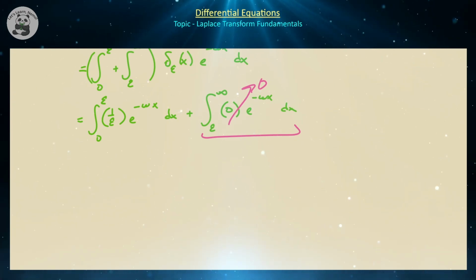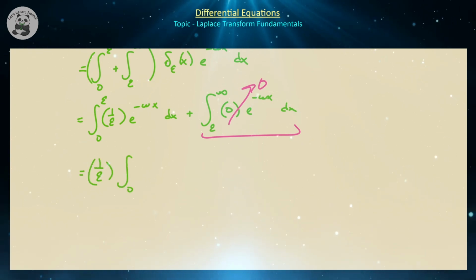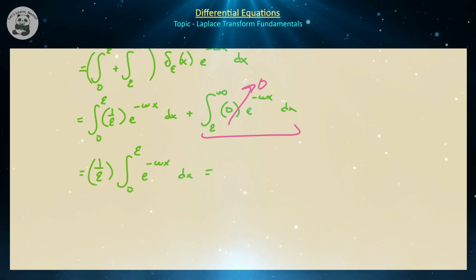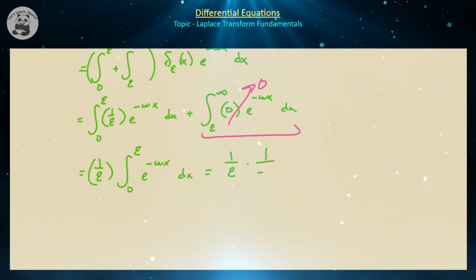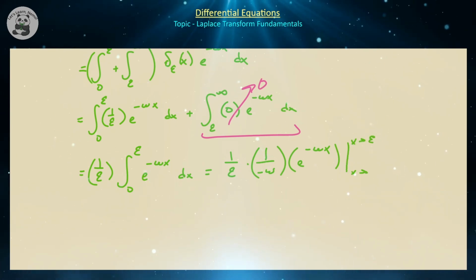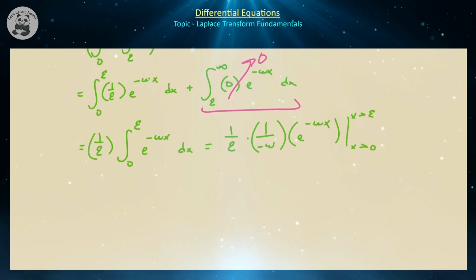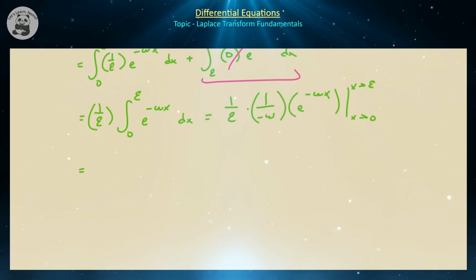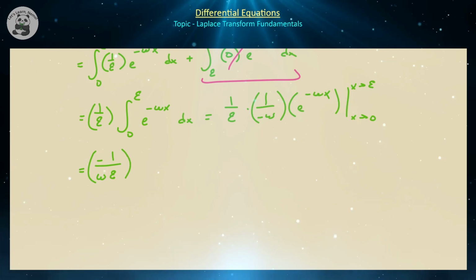So 1 over epsilon is just a constant, so I can factor it out. I'm going to have 1 over epsilon times the integral from 0 to epsilon of e to the minus omega x dx. So that's going to be equal to 1 over epsilon times 1 over negative omega times e to the minus omega x, evaluated from x equals 0 to x equals epsilon. So once I have that, we're going to have negative 1 over omega epsilon as our leading constant.